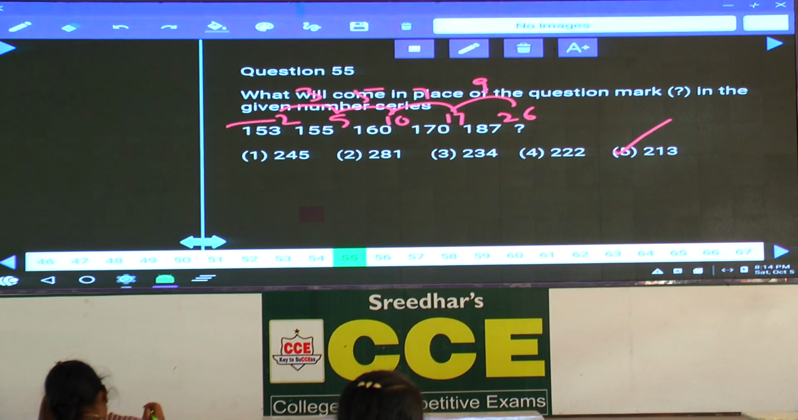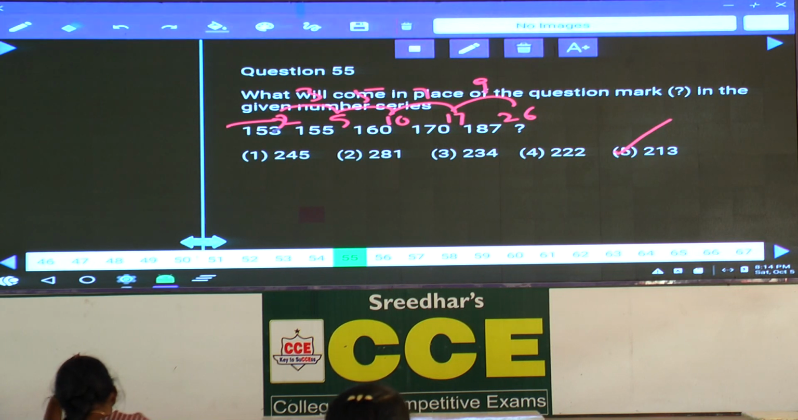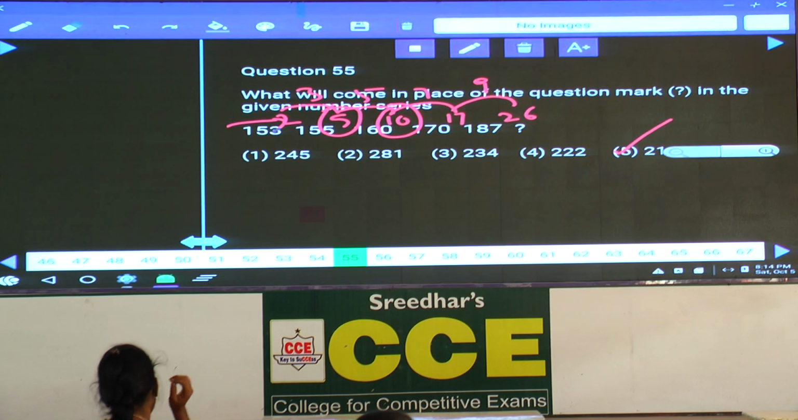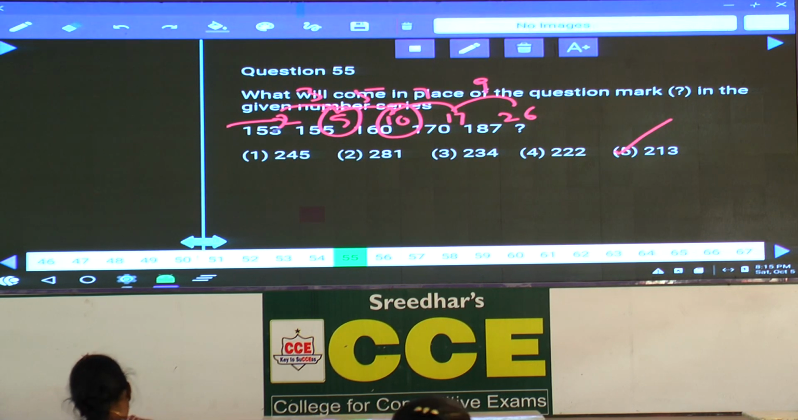Or else these numbers 2, 5, 10, 17 can also be written as 1 square plus 1, 2 square plus 1, 3 square plus 1 is 10, 4 square plus 1 is 17, 5 square plus 1 is 26, 187 plus 26, 213. Clear? Now this is about paper number 272.